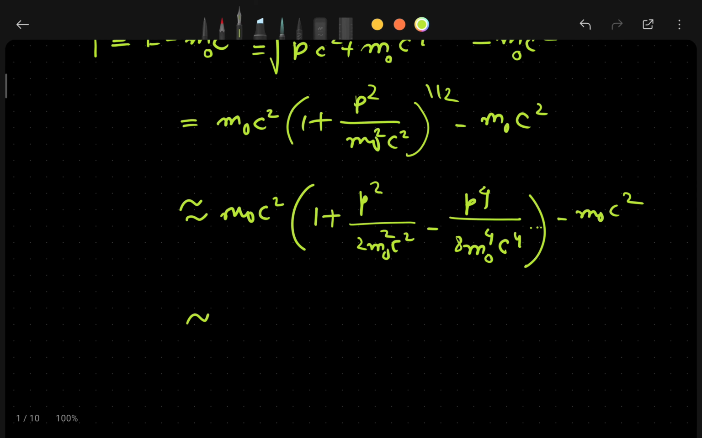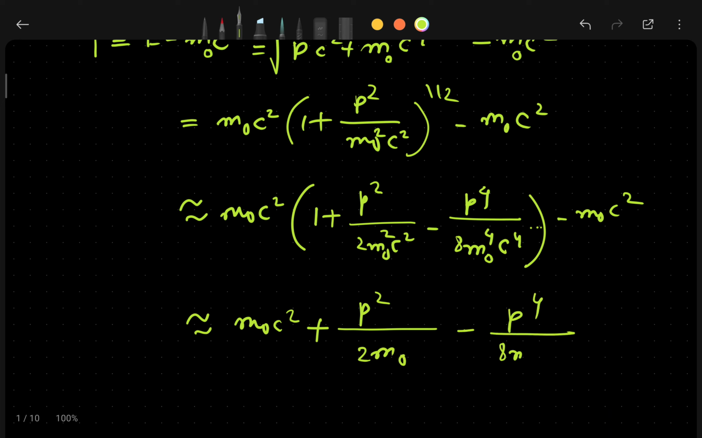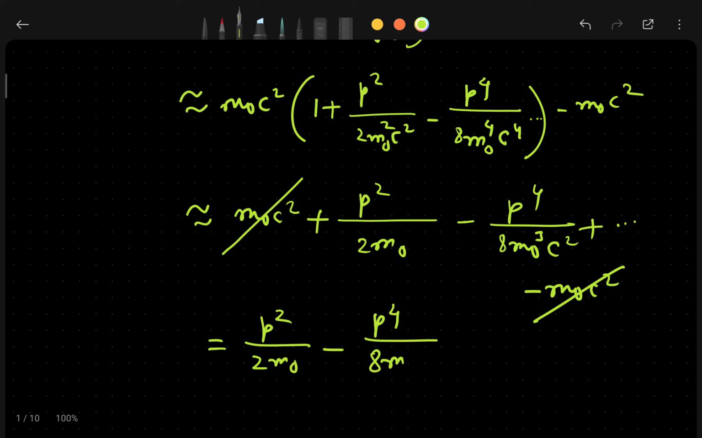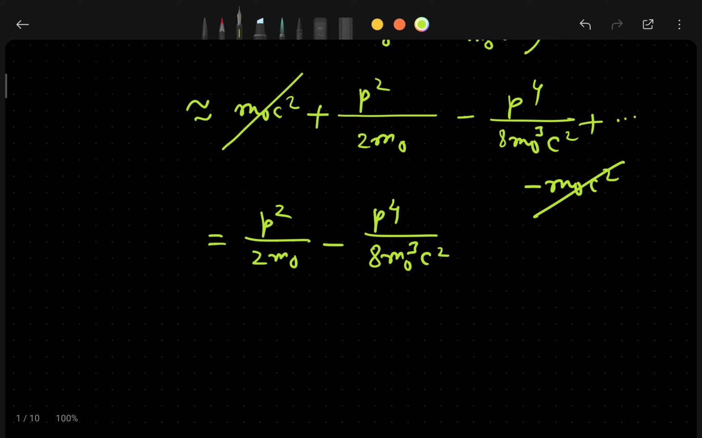So that can be written as m naught c squared plus p squared divided by 2 m naught, minus p to the power 4 divided by 8 m naught cubed c squared. The m naught c squared terms cancel out. So the expression becomes p squared divided by 2 m naught minus p to the power 4 divided by 8 m naught cubed c squared. To the order of 1 by c squared, the term p to the power 4 divided by 8 m naught cubed c squared may be considered as a perturbation.